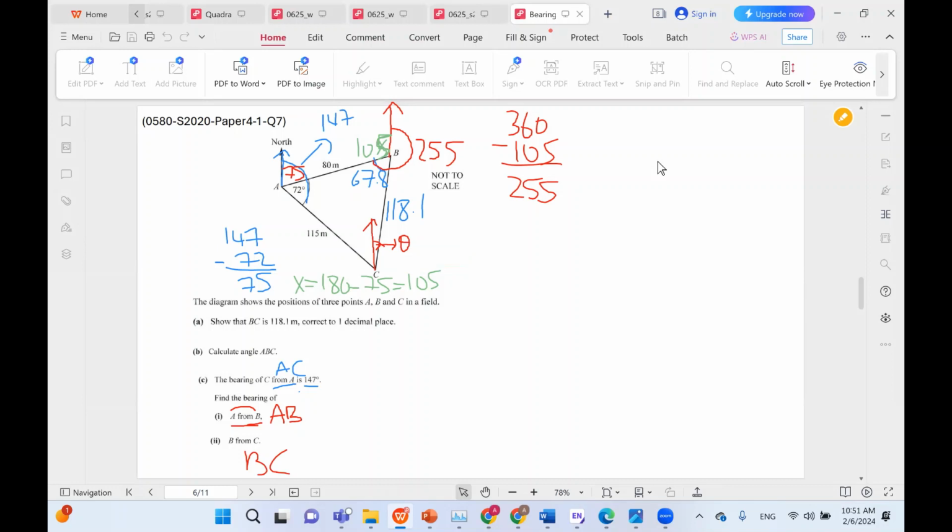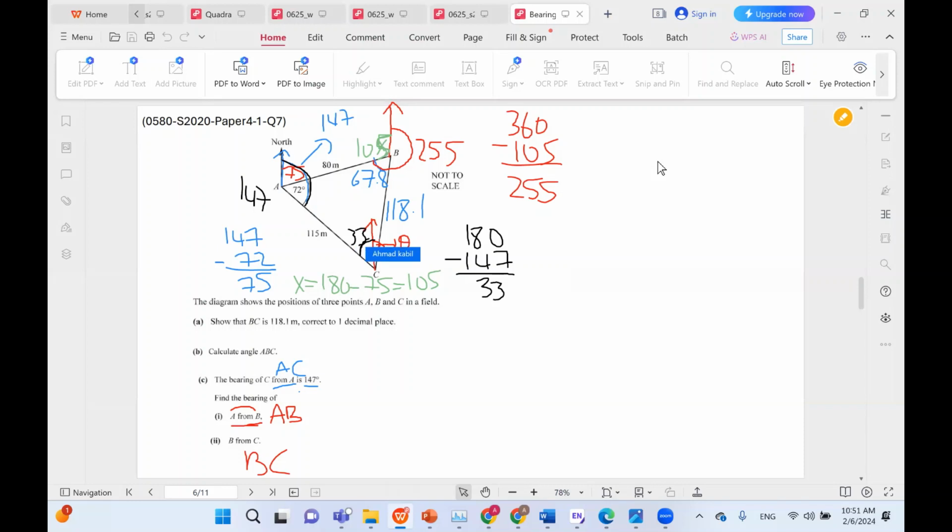We are trying to get this very small angle here. How do you think we can get it? So first of all, we think to ourselves, this angle here is 147. So this angle is 180 minus 147. And this subtraction would give us 33. So the angle here is 33.